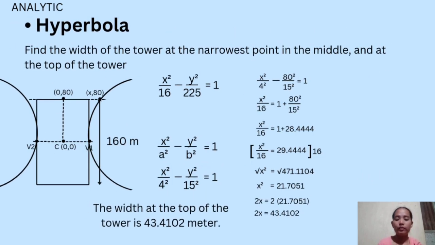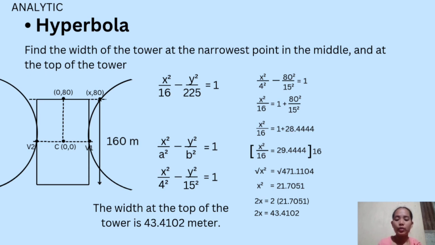Now we have the hyperbola. But first, what does hyperbola mean? It is a conic section that forms when a plane intersects a double right circular cone at an angle such that both halves of the cone are intersected.